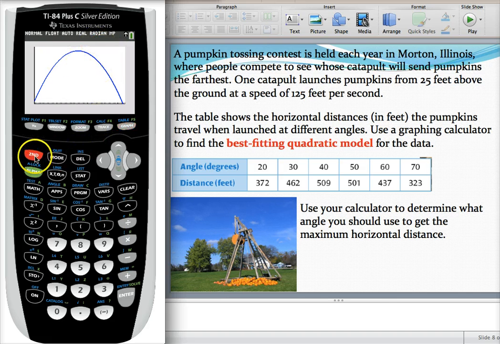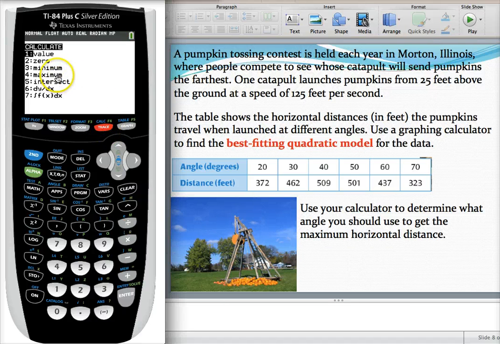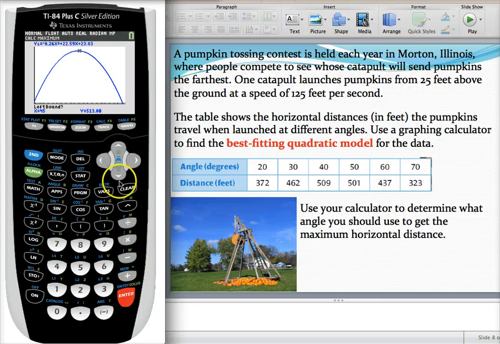So if you don't remember how to do that, it's under the calculate menu, so hit second trace and select option 4, which is maximize or maximum. So select option 4. They're going to ask you those 3 questions, left bound, right bound, and guess. So move your cursor so you're somewhere to the left of the vertex, doesn't really matter where. Press enter. Move it to the right of the vertex, just move it enough so that you know you're past it so you don't miss it. And for guess, the 3rd question, just press enter.